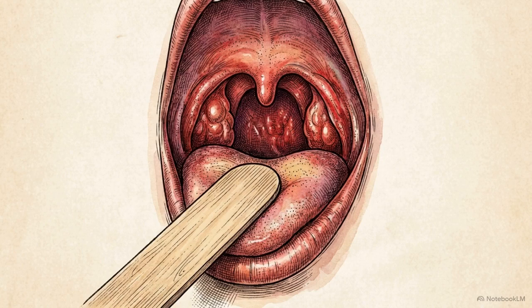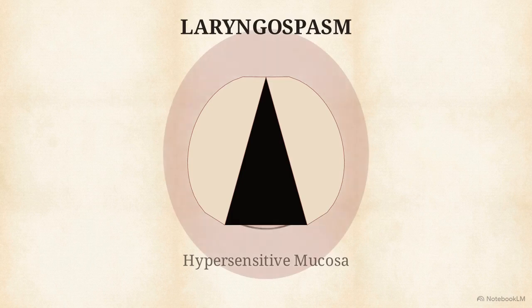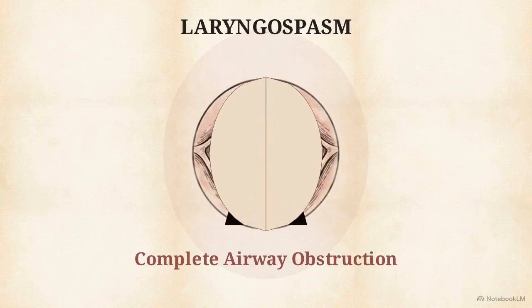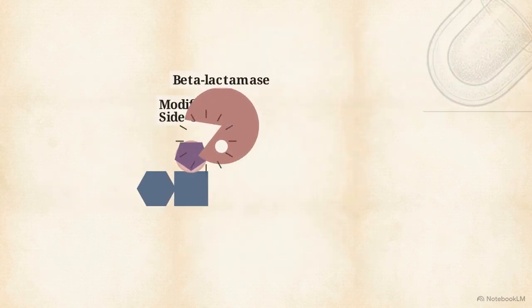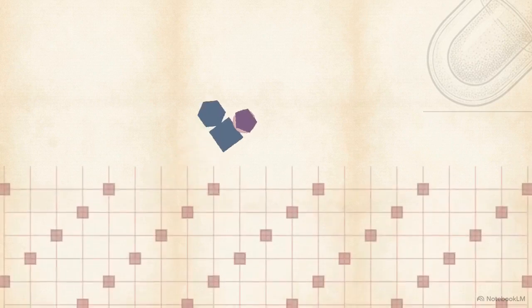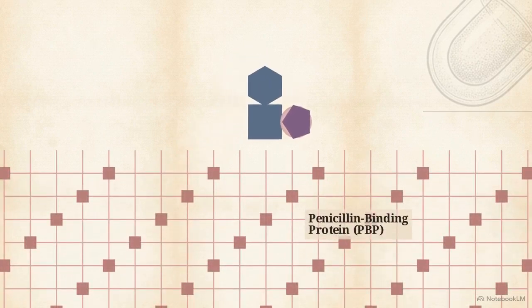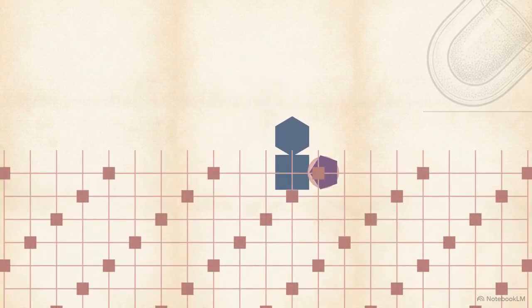The inflamed supraglottic mucosa is hyperreactive. Touching it can trigger a vagal reflex, a laryngospasm, that snaps the vocal cords shut. Treatment requires third-generation cephalosporins. These possess a modified side chain that resists the pathogen's beta-lactamase enzyme, allowing the drug to bind penicillin-binding proteins and destroy the bacterial cell wall.